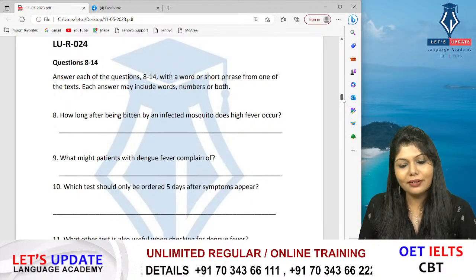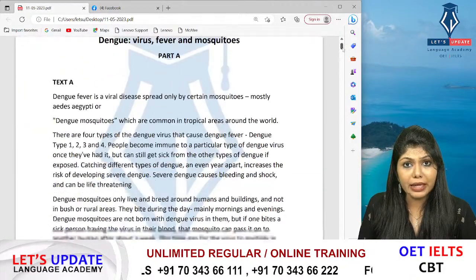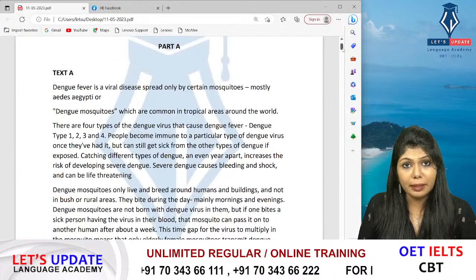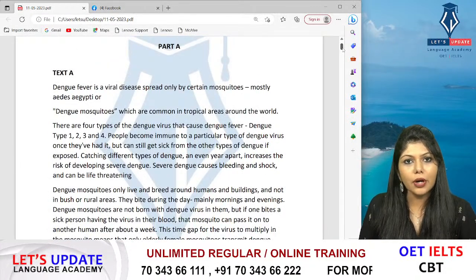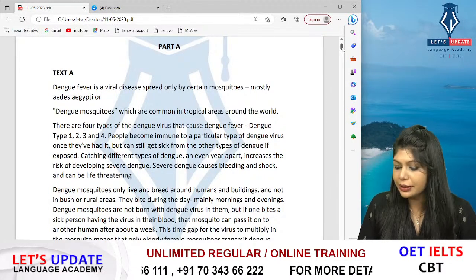Before that, we'll skim read it. We'll read it very quickly, identify the important information, and highlight or underline whatever we feel is important, when you read it for the very first time.